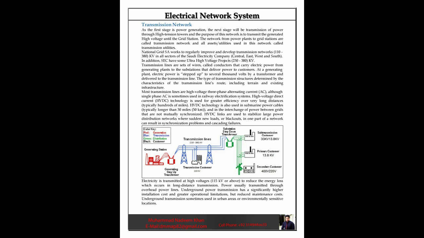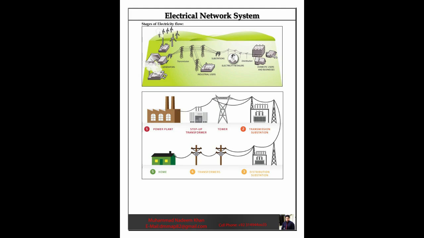Electricity is transmitted at high voltages, 115 kV or above, to reduce the energy loss which occurs in long-distance transmission. Power is usually transmitted through overhead power lines. Underground power transmission has a significantly higher installation cost and greater operational limitations, but reduced maintenance costs. Underground transmission is sometimes used in urban areas or environmentally sensitive locations. Stages of electricity flow.